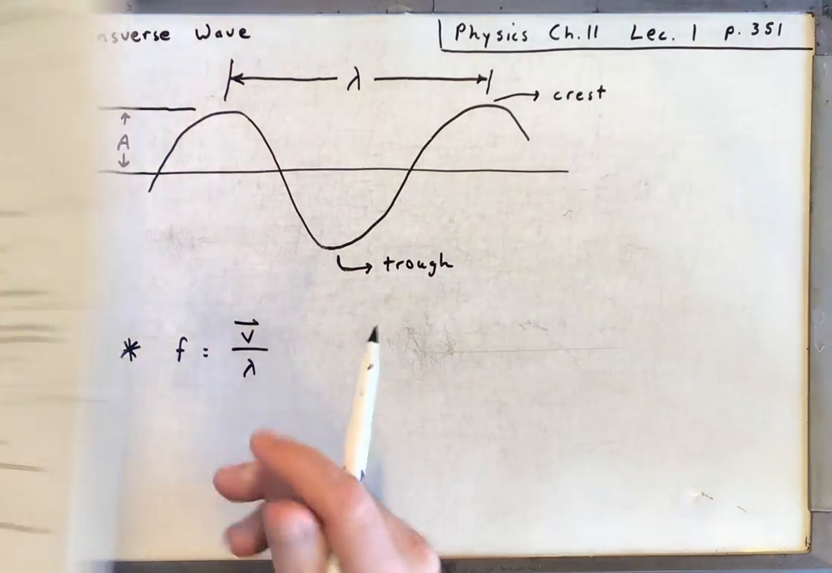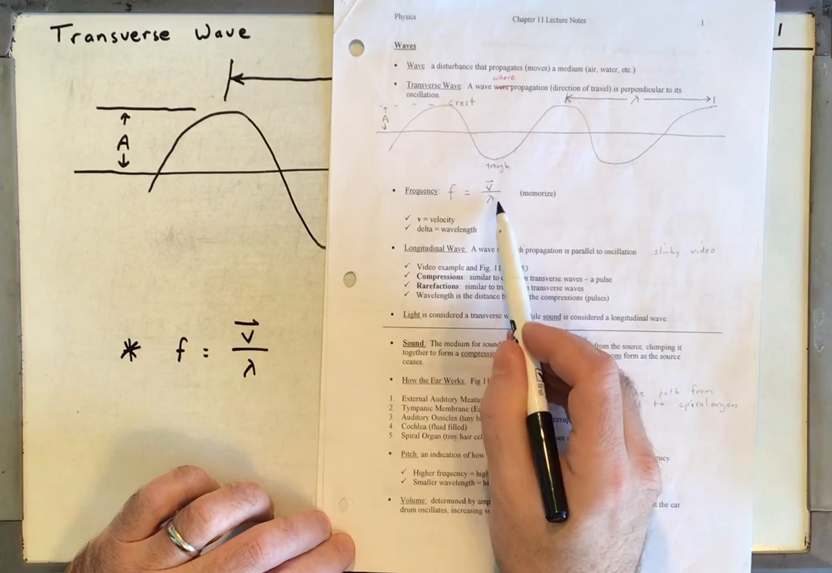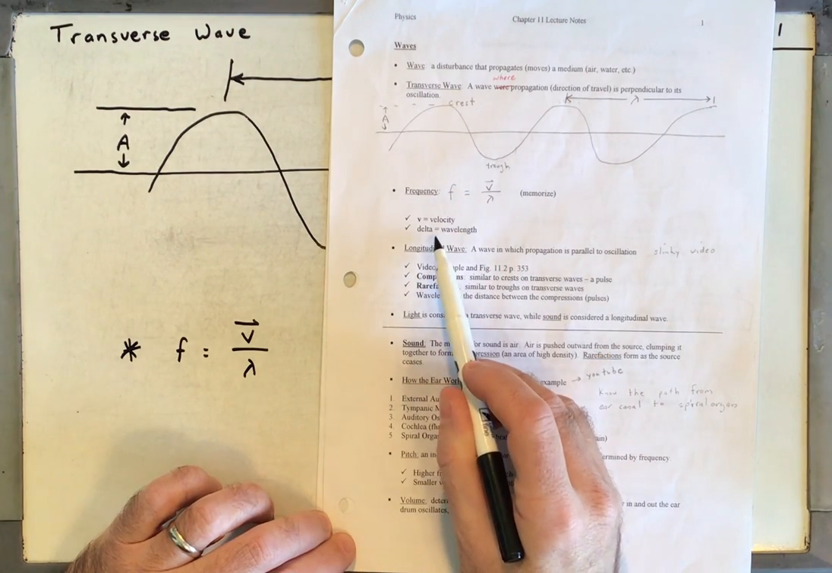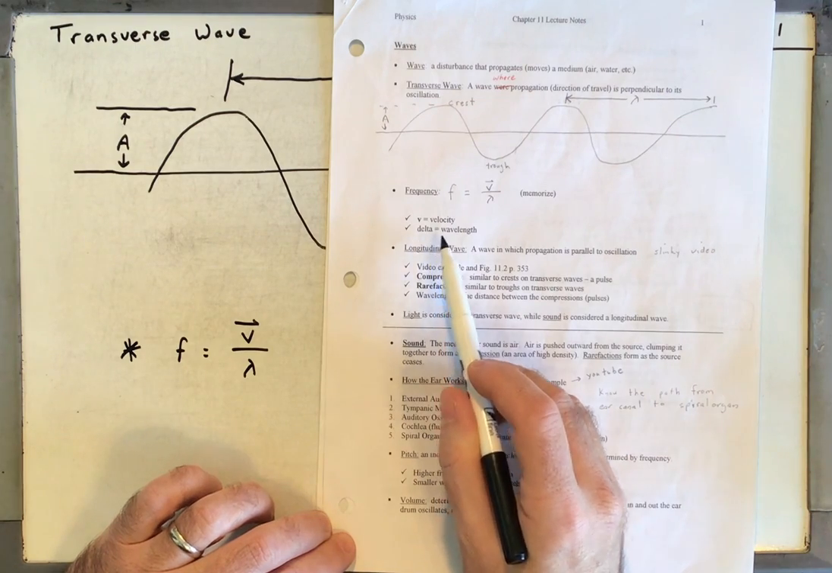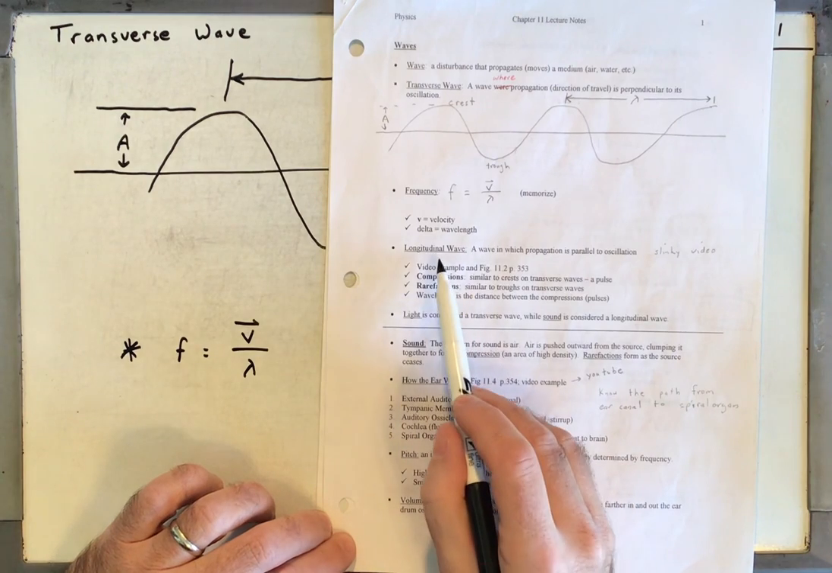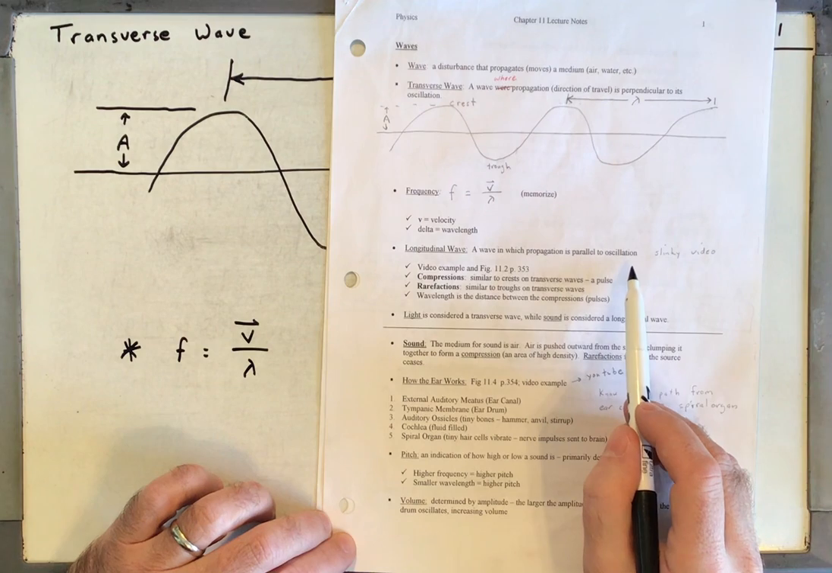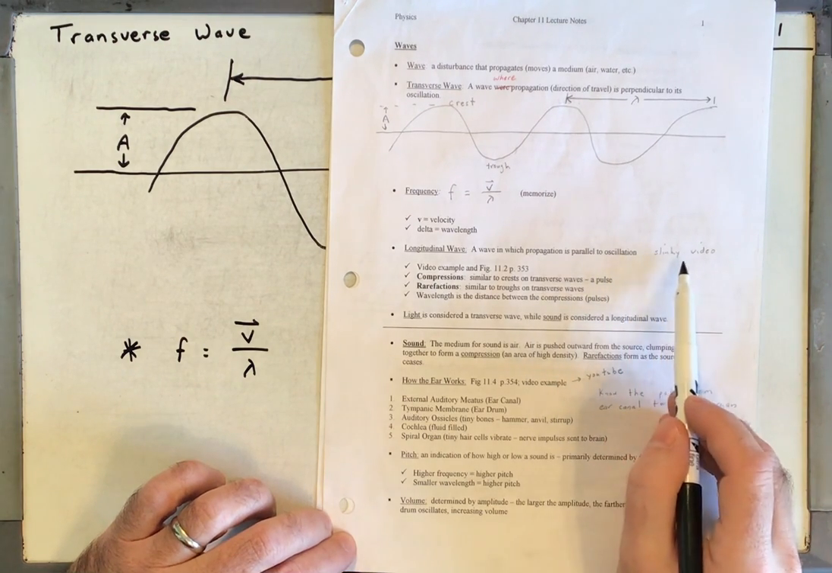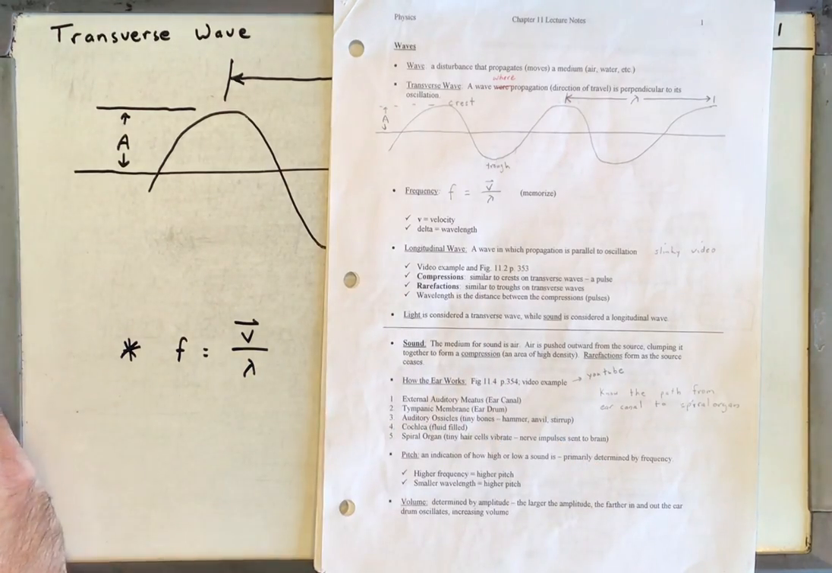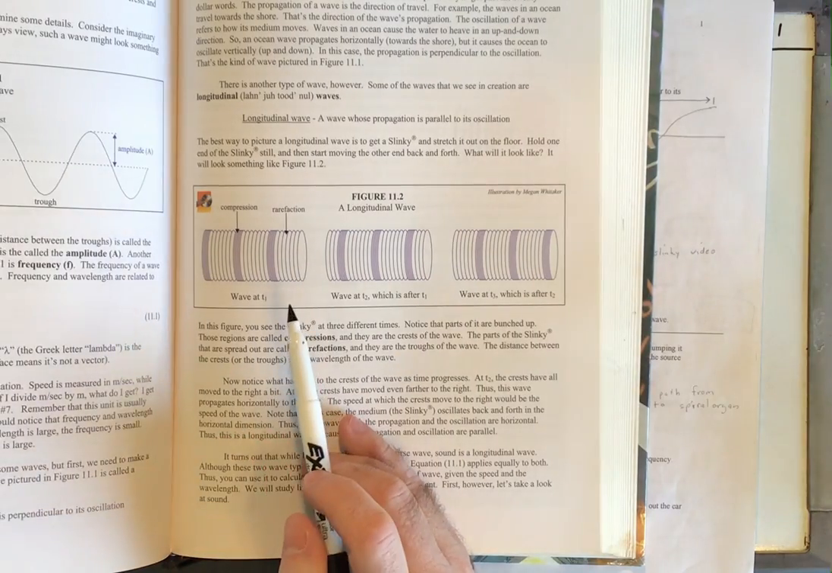The next thing on your notes, and by the way, I put delta. I believe that Greek symbol is actually lambda there, so you can correct me. I need to brush up on my Greek symbols, but I believe it's lambda. A longitudinal wave is a wave in which propagation is parallel to oscillation. You want to think of that as a slinky, kind of. And we have a drawing of the longitudinal wave on page 353.